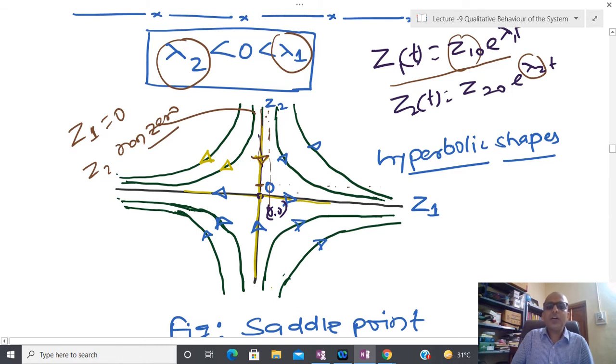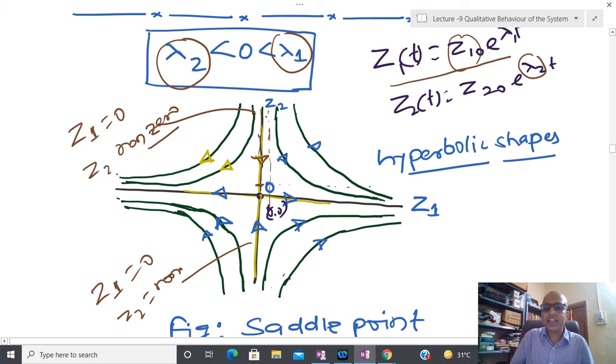Now, either by symmetry or by similar analysis, on this axis Z1 equals 0 and Z2 is non-zero, but now negative. So again it is going to tend towards 0. Due to that reason I have plotted it like this.